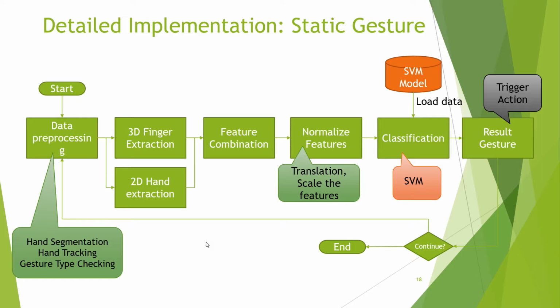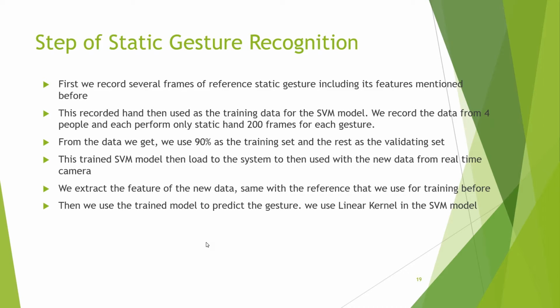And here for static gestures, we are not going to wait for the gestures, like recording 40 frames of a gesture. We do it directly, because for a static gesture the hand stays in the same way for each frame. And this is the step of the static gesture recognition as I explained before.